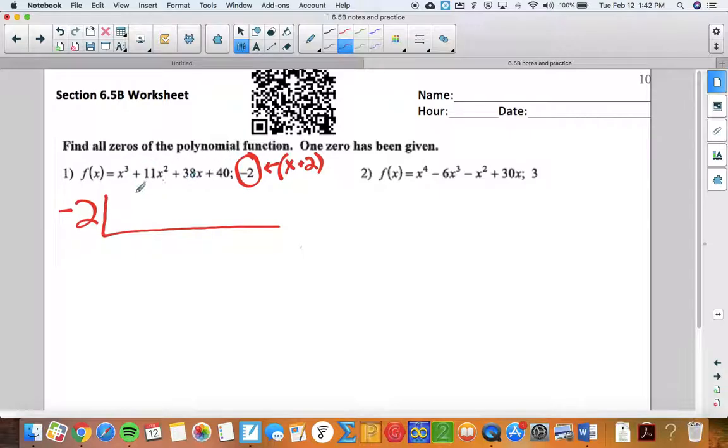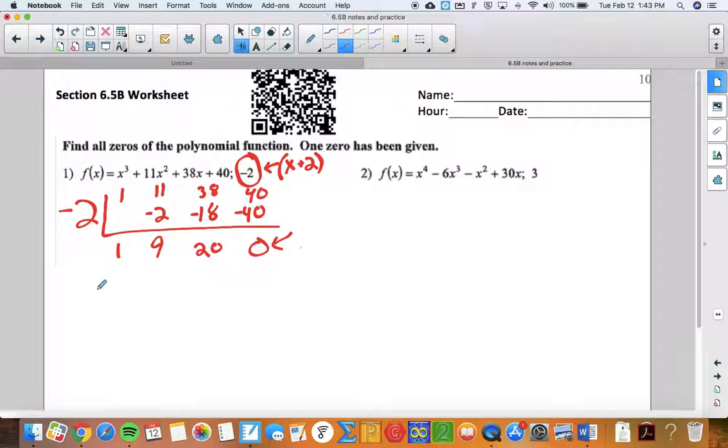So take your coefficients of the polynomial 1, 11, 38, and 40, and let's do this. Drop your leading coefficient down, multiply, add, multiply, add, multiply, add. Good. What's good is I should have gotten a 0 here for my remainder, which means that x plus 2 truly is a factor of the polynomial.